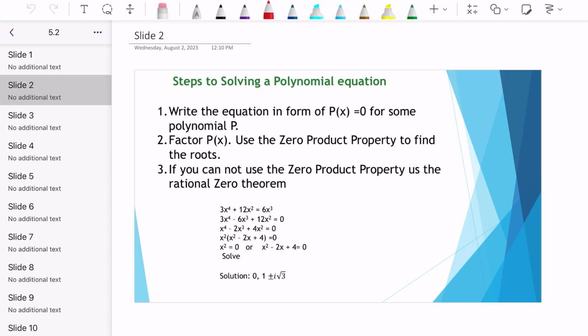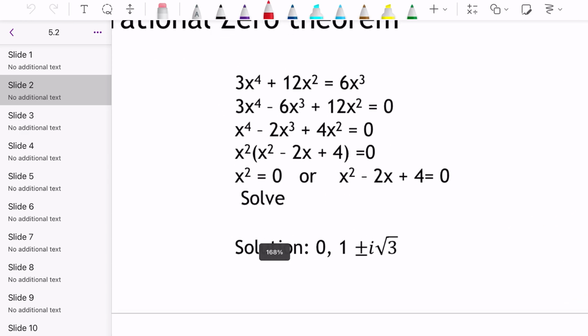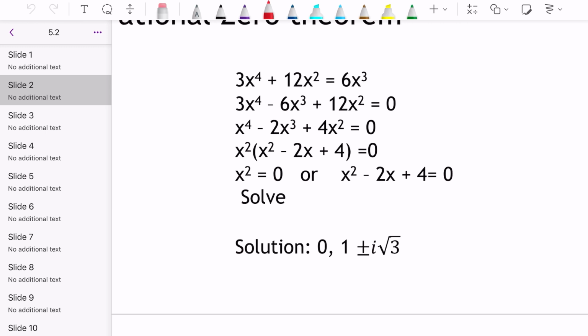So if you go ahead and take a look at this example that we have at the very bottom, we first start off with 3x to the fourth plus 12x to the second. The first thing we want to do is set everything equal to 0. So we're going to bring over the 6x to the third. Once we have done that, because all of our coefficients are divisible by 3, we will divide our entire problem by 3 on both sides.